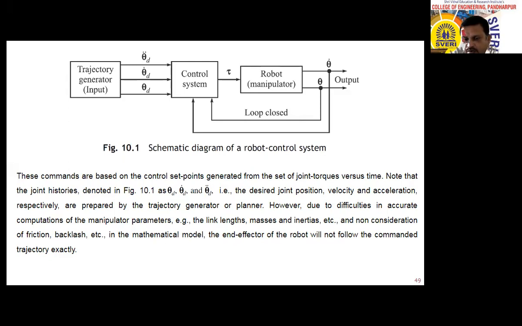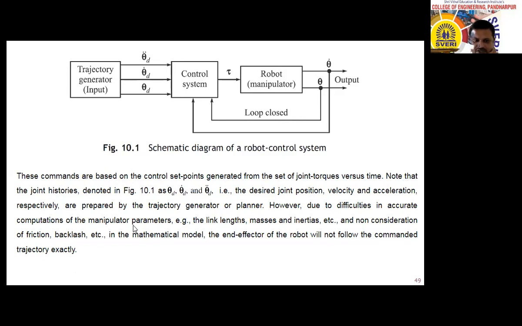Then the torque from the control system is fed to the robot manipulator, and from the robot, the output theta angle is obtained. Every time, whether that angle is reached or not, that feedback is given to the control system, and accordingly the control system drives the robot. Now these commands are based on the control set points generated from the set of joint torques versus time. This T means torque.